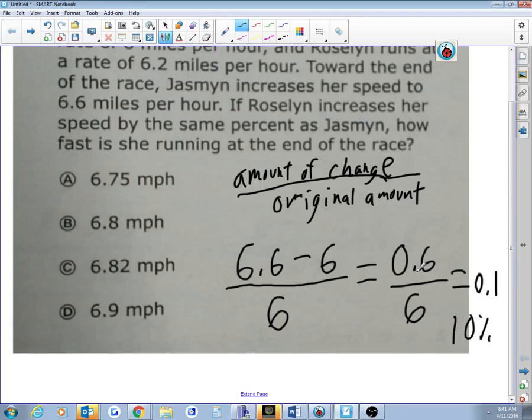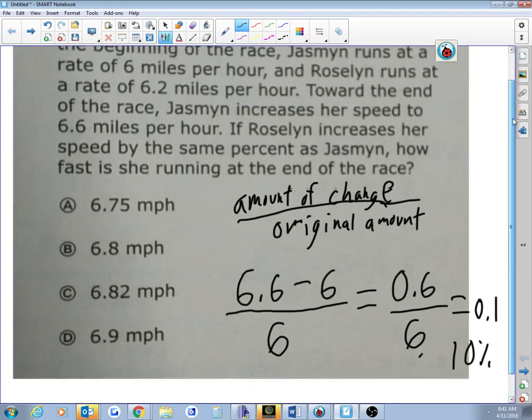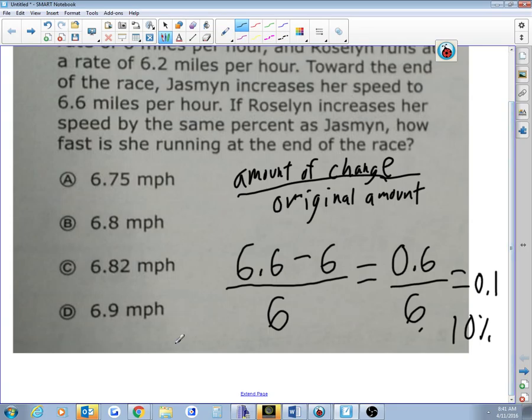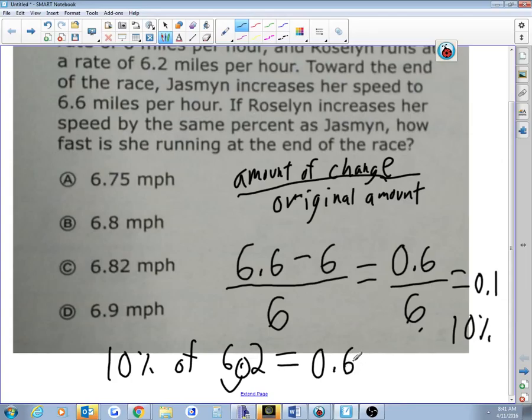You just move the decimal one time to the left to find 10% of a number. 0.6 is 10% of 6. So she increased her speed by 10%. That means that Rosalind also increased her speed by 10%. So 10% of 6.2, we just move the decimal once to find 10%. 10% of 6.2 equals, just move this one time to the left, 0.62. So that's how much she increased her speed by.